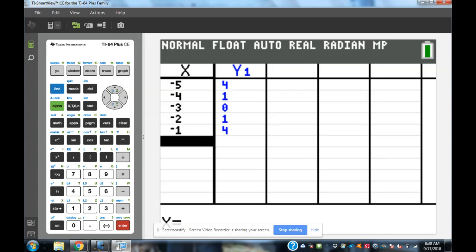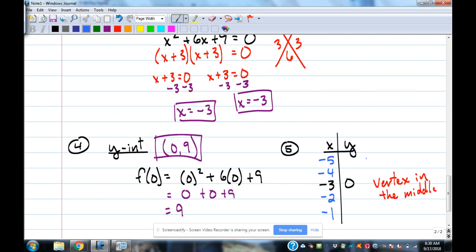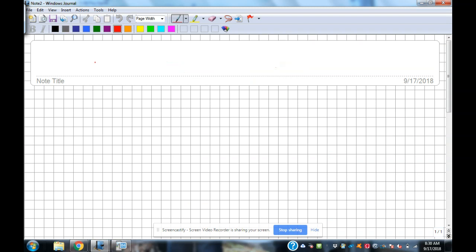All right, so we got the table now. We got 4, 1, 0, 1, 4. What you could do if you had to graph this by hand is then go plot these points on the coordinate plane. Okay, so if you do that, and I'm going to do that, so I find myself a little ruler here. We're going to graph it on the calculator too, but I want to show you graphing one by hand as well. So I'm going to draw myself a coordinate plane.